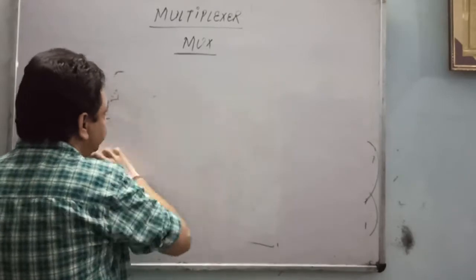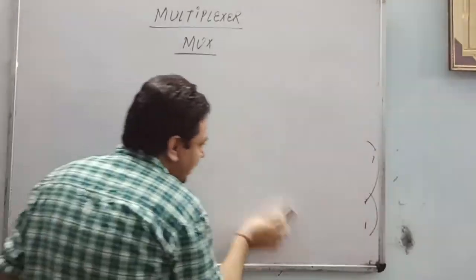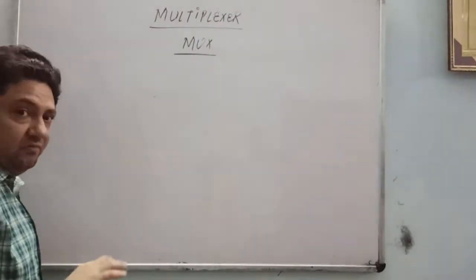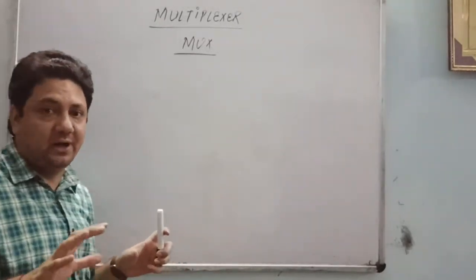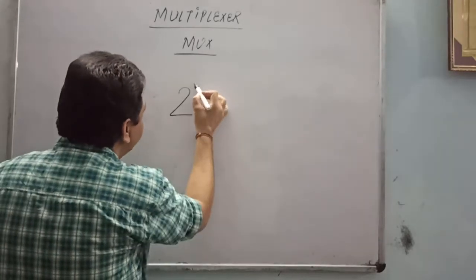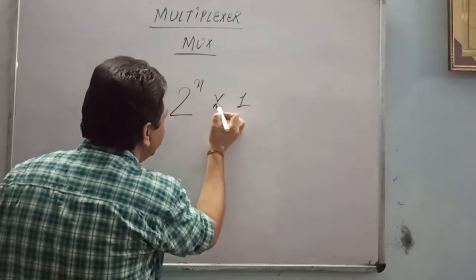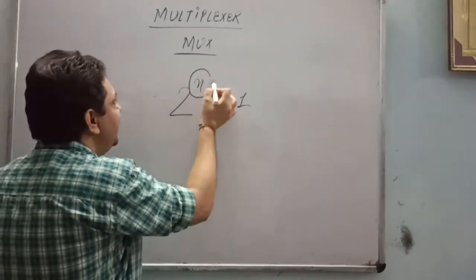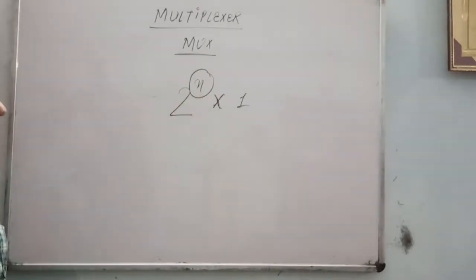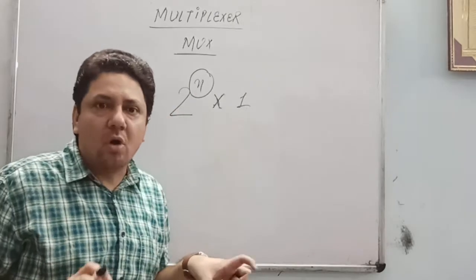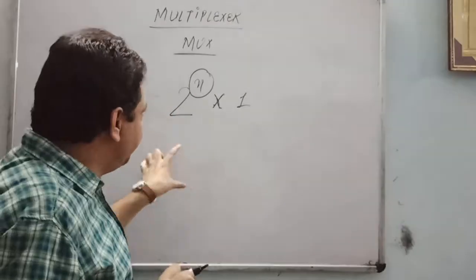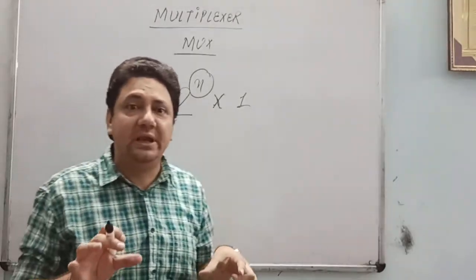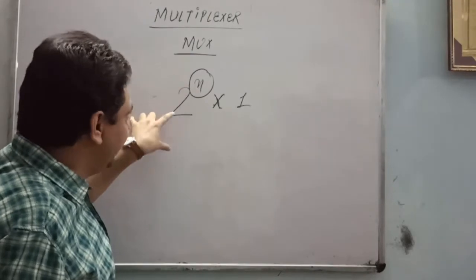If you remember, we have discussed one formula in the decoder. Here also, one very important formula. You have to concentrate on this formula: 2 to the power n cross 1. This is a very important formula. Here n is a very important symbol or variable. This n is called the selection lines. The input always depends upon the selection lines in the multiplexer; the whole game is of the selection lines over here.